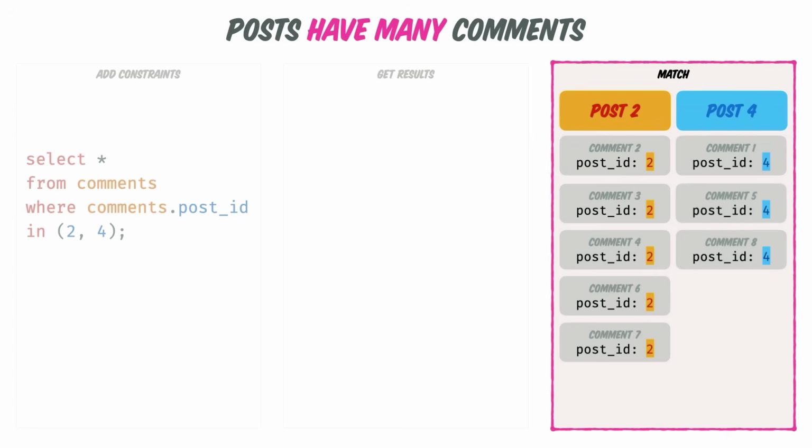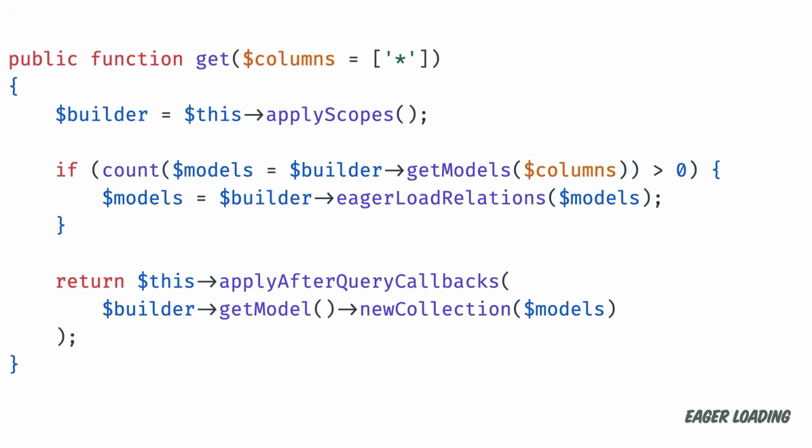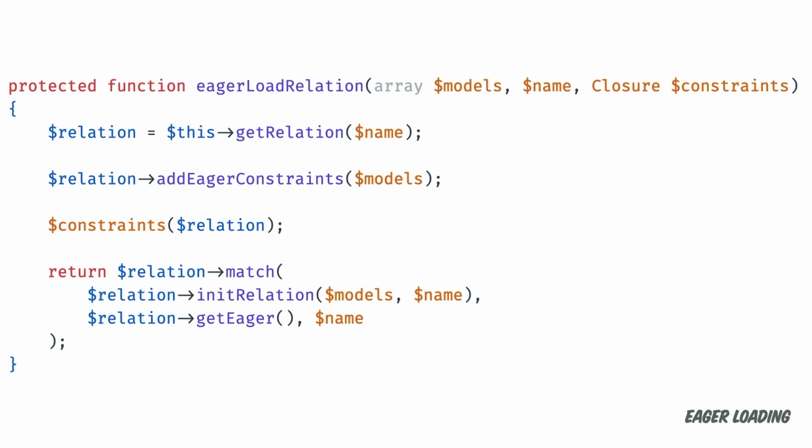So now that we have the theory down, looking at the code, I hope, is going to be pretty straightforward. When we call get on our query builder, if we've asked to eager load relations, it's going to loop through all of those relations that we asked to load, and one by one, it's going to call this eager load relation method. And hopefully this looks pretty straightforward, right? We're going to add our constraints, we're going to get the results, we're going to match those results back and return what we got, right?